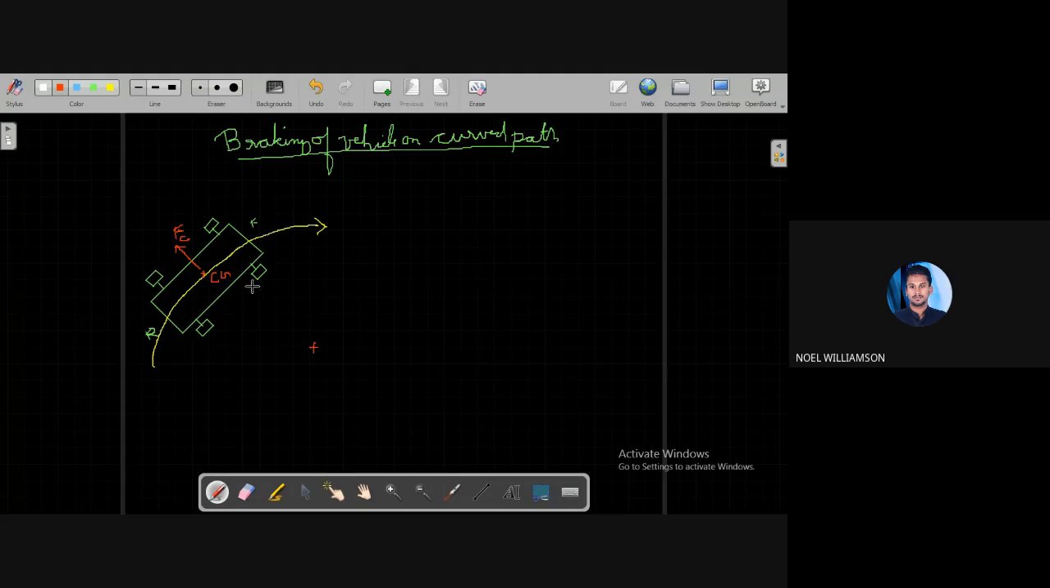Now we know that we have learned many cases, mainly 3 cases for braking. In the first case, we considered when the brake is applied to the rear wheel only. In the second case, the brake is applied to the front wheel, and in the third case, the brake is applied to both the wheels. Anyway, in any case, we know that there will be a frictional force acting in the opposite direction of motion of the body.